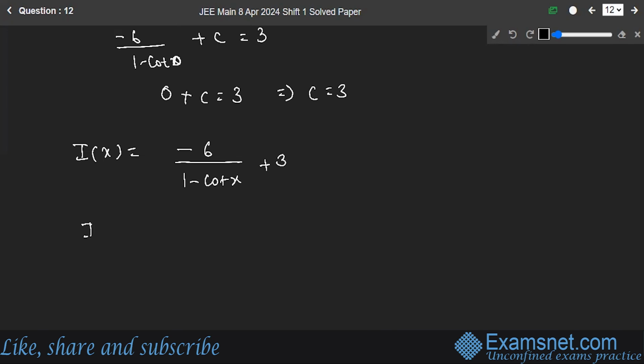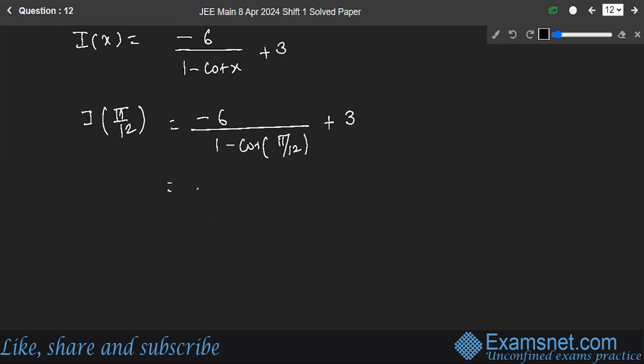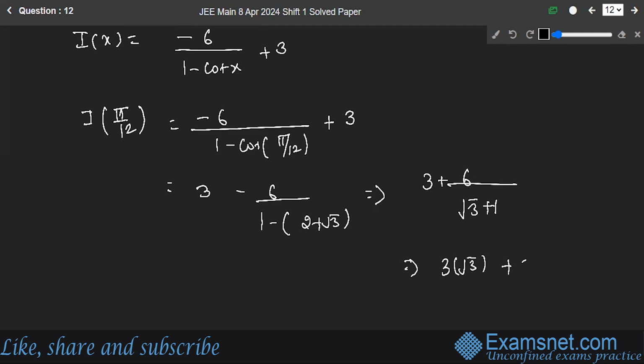You have to find out in the question I of pi by 12. So this is minus 6 upon root of cotangent of pi by 12 plus 3. This gives you, let's take 3 over here, and this will be minus 6, 1 upon cot of pi by 12. This is 2 plus root 3. This gives me 3 plus 6 upon root 3 plus 1. So this is equal to 3 into root 3 plus this upon root 3 plus 1.